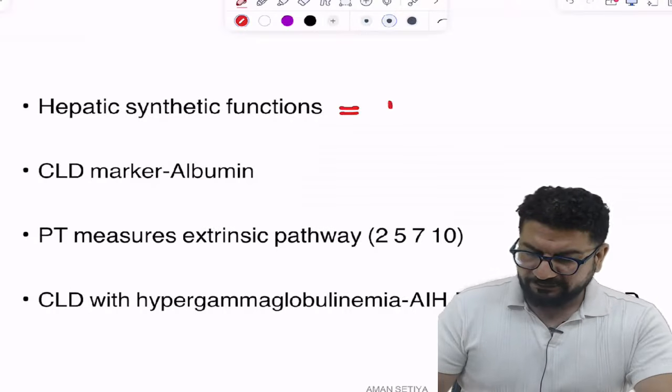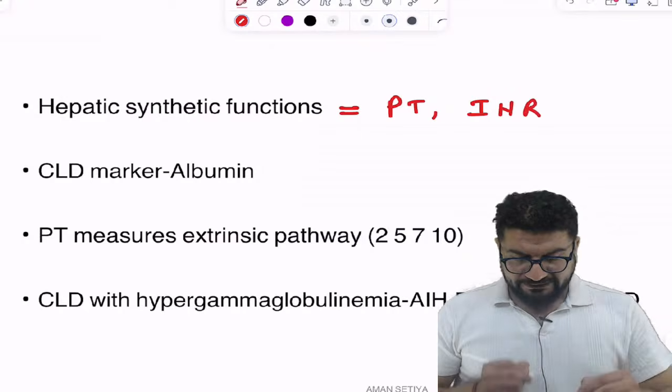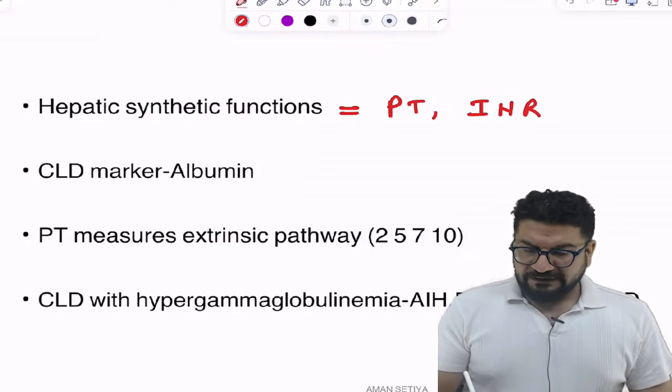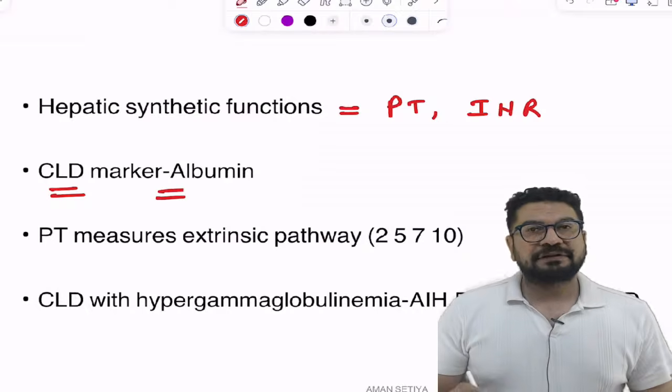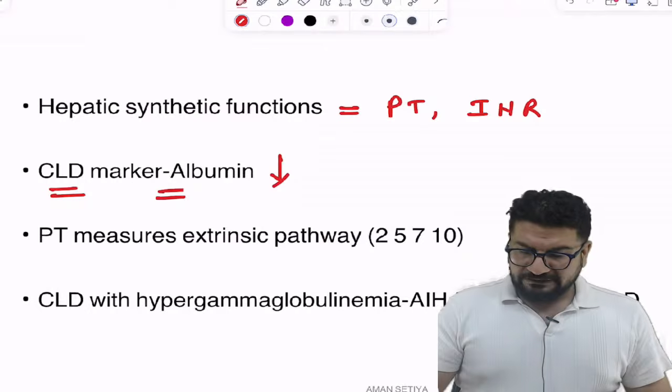Then understand they ask you for hepatic synthetic function. We have a marker like PT-INR. So PT-INR is a marker for hepatic synthetic function. CLD का मार्कर क्या होगा? CLD का मार्कर होगा albumin. Albumin is a negative acute phase reactant and albumin की वैल्यू कम हो जाएगी. So understand this thing. This PT will measure your extrinsic pathway.